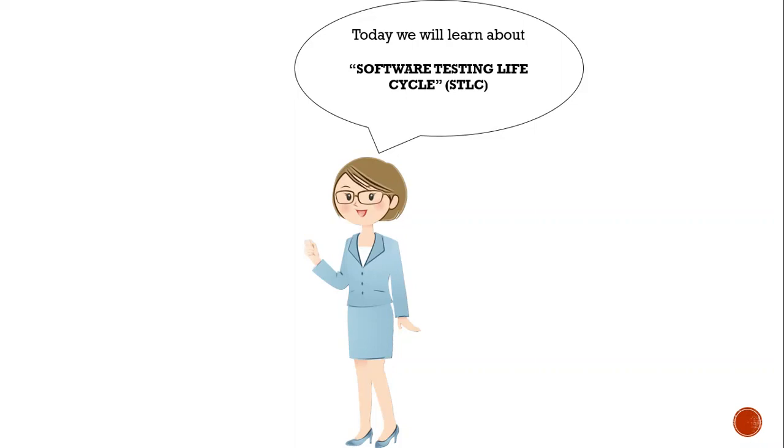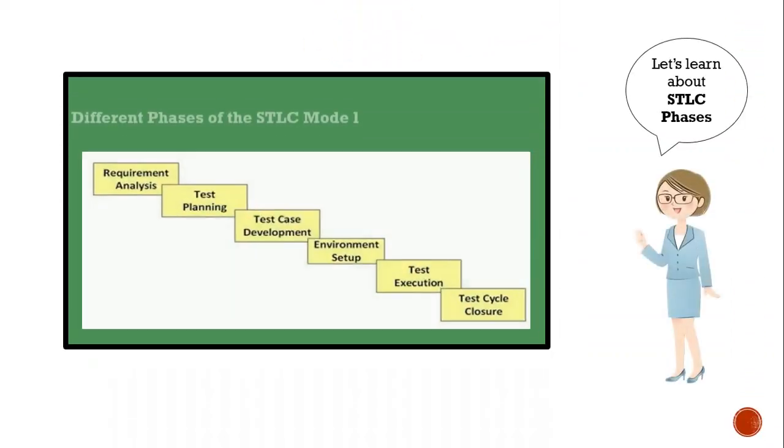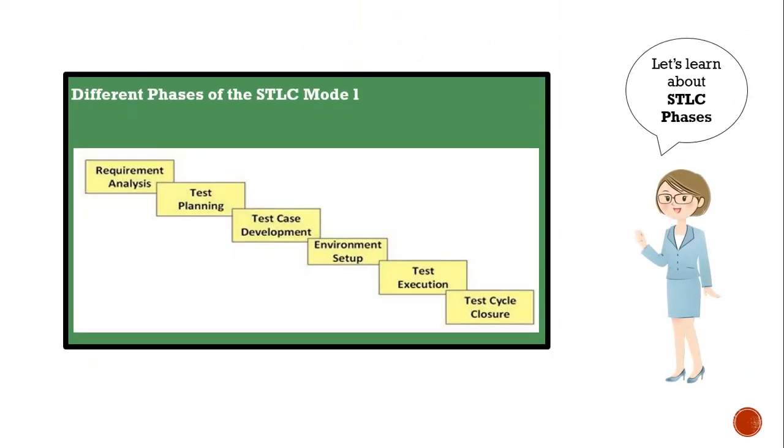Students, today we will learn about software testing life cycle. Let us learn about STLC phases first. Different phases of STLC are requirement analysis, test planning, test case development, environment setup, test execution, test cycle closure.